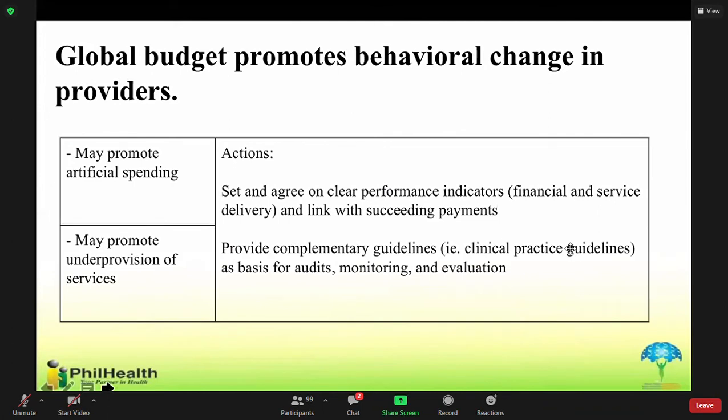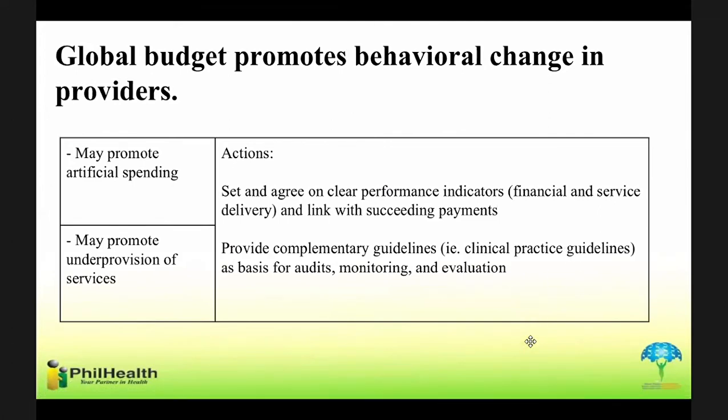So, how can you address those promotion of artificial spending and under provision of services? The provider can set and agree on clear performance indicators, both in the financial and service delivery and link with succeeding payments. And you can provide complementary guidelines as, for example, adherence to CPG as basis for audits, monitoring, and evaluation.